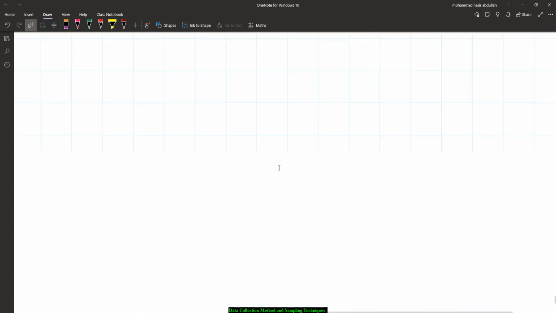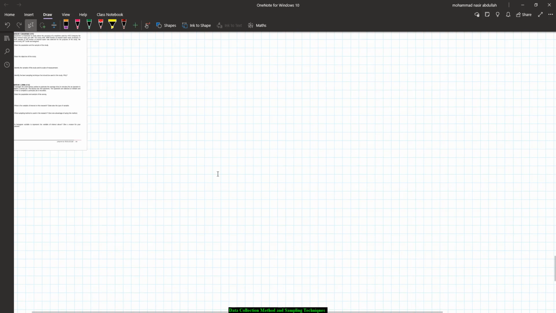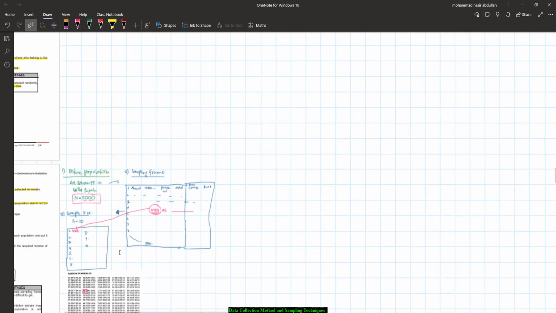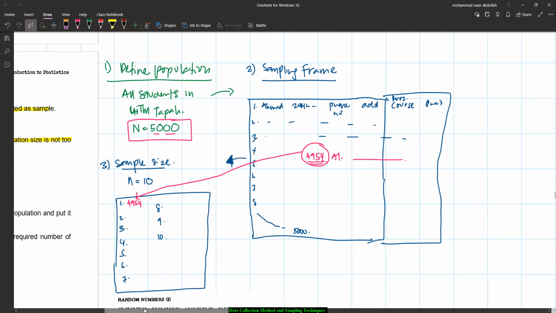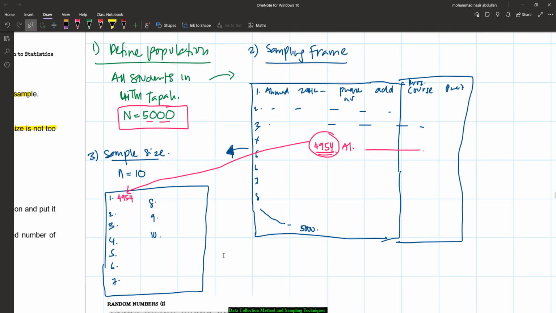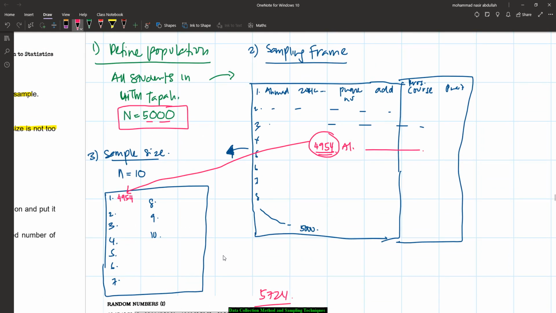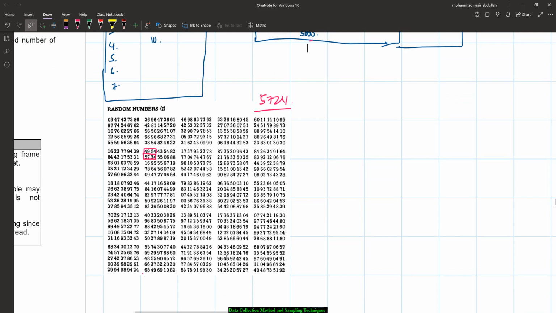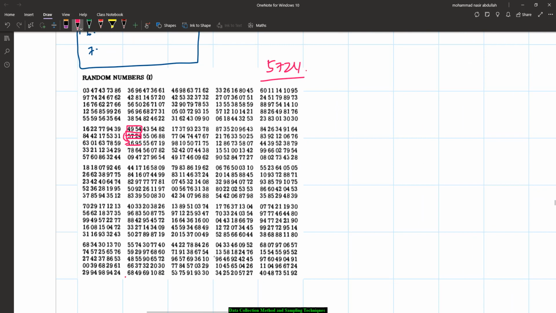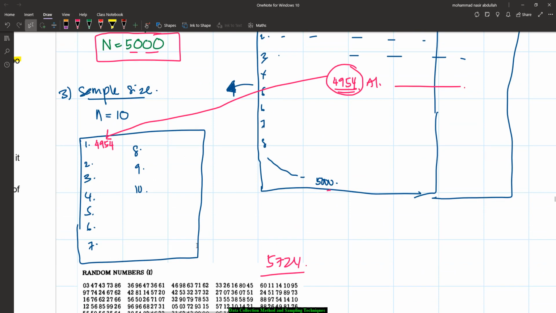It likes to run away. Where did it go? Straight down. Okay. The next number is 5724. But 5724 is out of bound of our limit. Our limit is until 5,000, right? So we can skip this number. We can skip. Go to the next number, which is 1695.